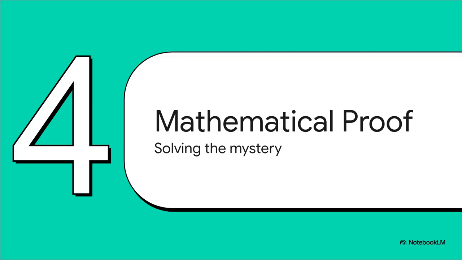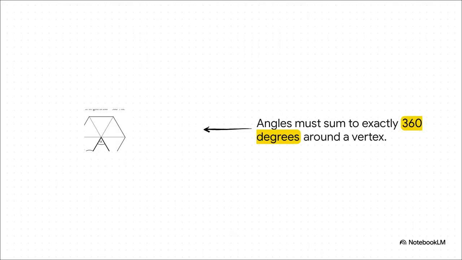Well, let's find out in part 4, the mathematical proof. Time to solve this geometric mystery. To definitively prove why the laws of 2D geometry put us in this box, we need to put on our detective hats for a second. Look at that crucial point right there in the dead center of the hexagon.